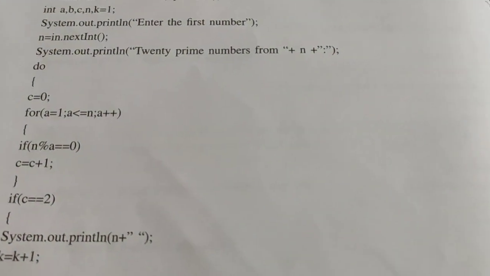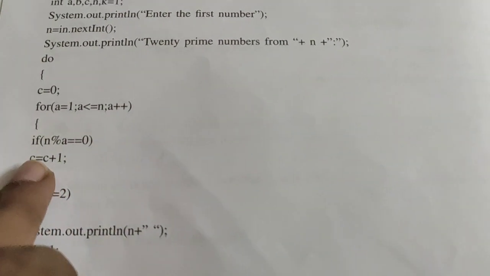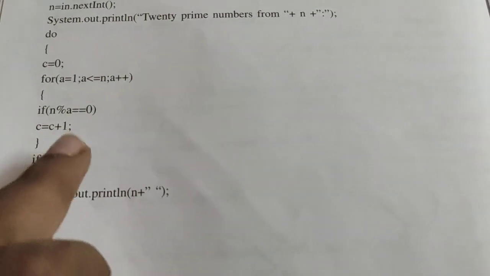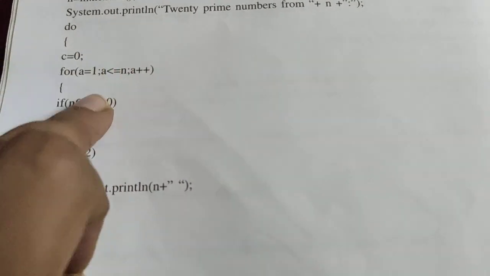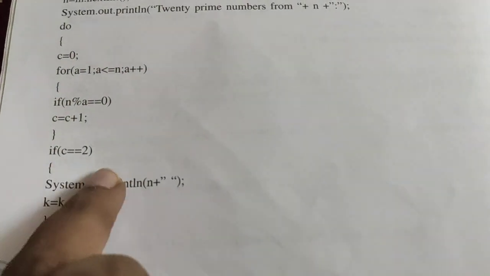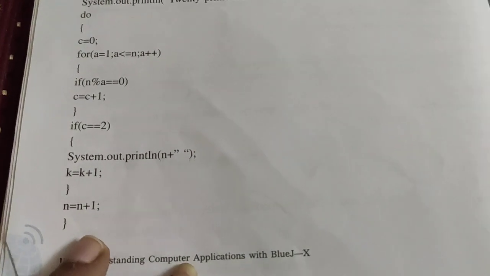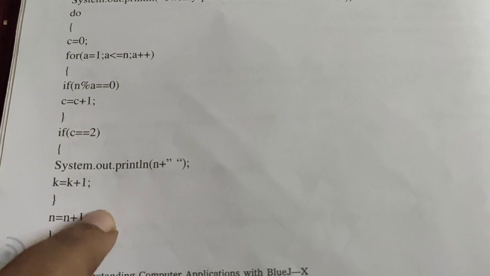If it is divisible only by 1 and the number itself, c will be 2. Otherwise it won't be 2; it will be greater than 2. Once the loop is over, we check whether the c value is 2. If it is 2, it is a prime number and we print that number. And k is equal to k plus 1.